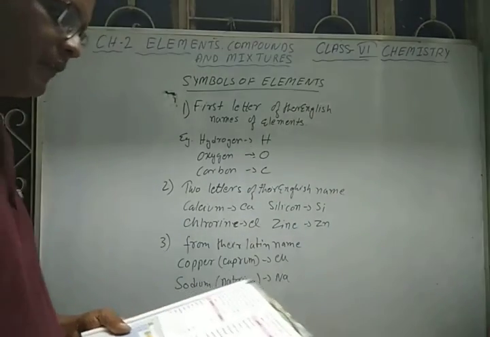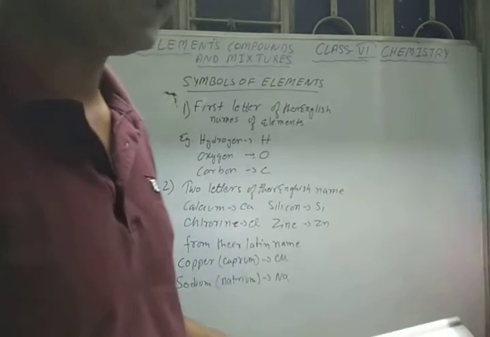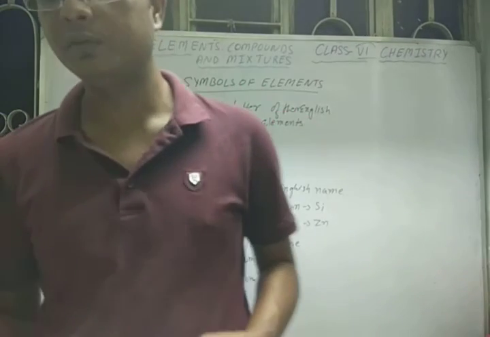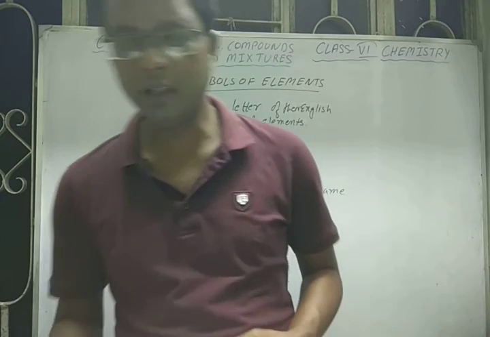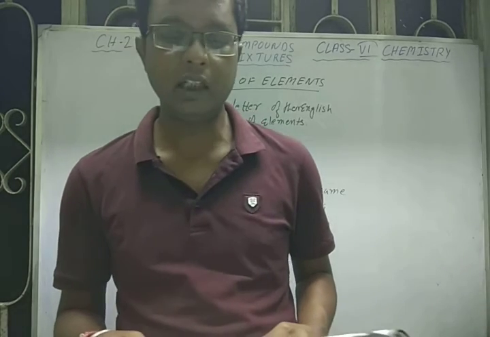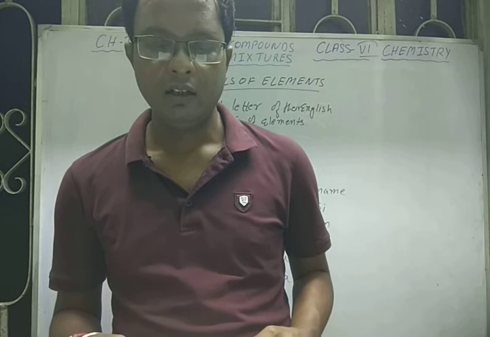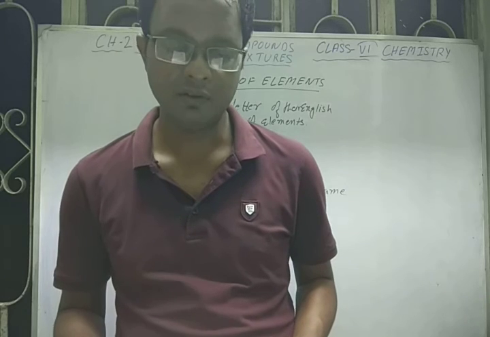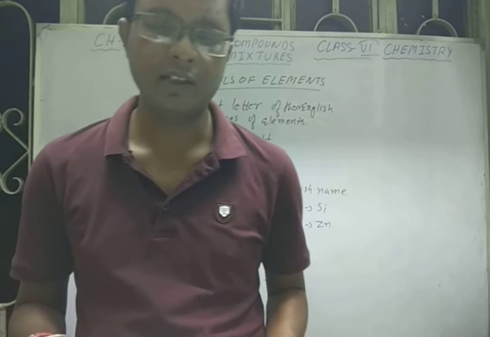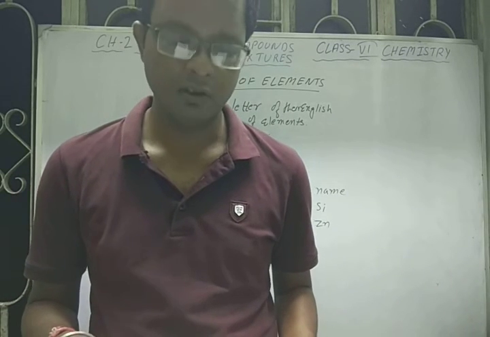You can see sodium, natrium is Na, potassium, kalium is K, iron, ferrum is Fe, copper, Cu, silver, argentum, Ag, gold, aurum, Au, mercury, hydrargyrum, Hg, lead, plumbum, Pb, tin, stannum, Sn. Okay, so some more elements are there which have the symbol from the Latin name. So you will study it also.